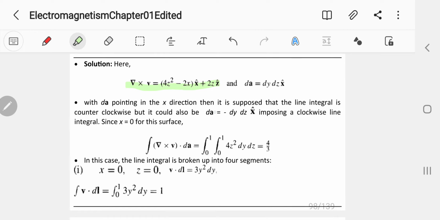So dA equals dy dz x hat. When you do the opposite direction, that's clockwise, so you have to curl your palm accordingly, with your right thumb along the x direction. If you impose a clockwise direction, then your right thumb will point in the opposite direction.